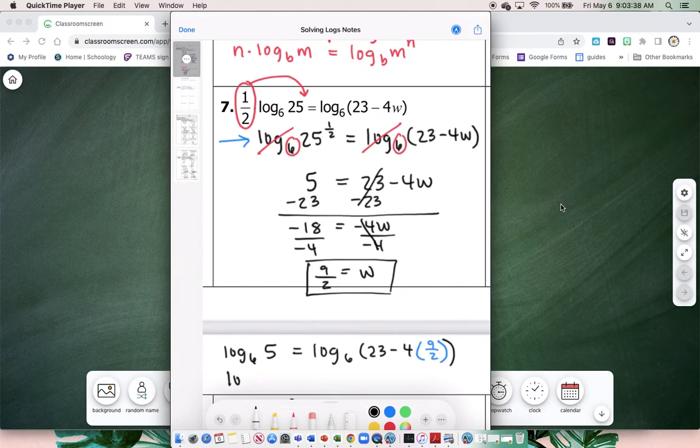Okay, so let me write this. We're basically seeing if we get 5, we're good, right? Let me put this in the calculator. 23 minus 4 times 9 over 2. Okay, yes. Awesome. It is equal to 5. Therefore, both sides are the same, so this is truly my solution.